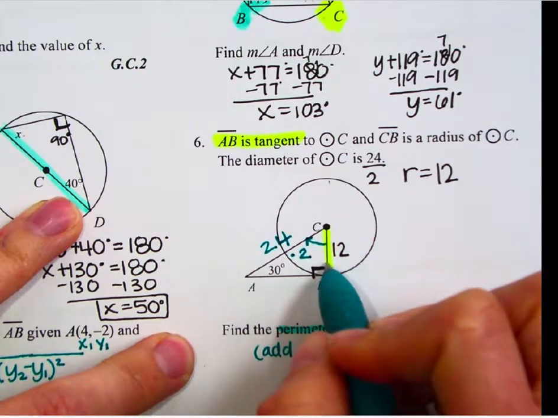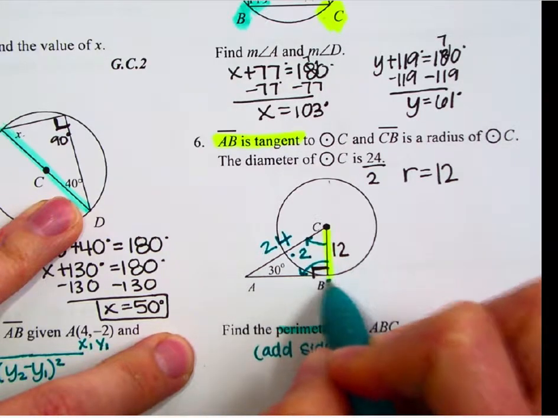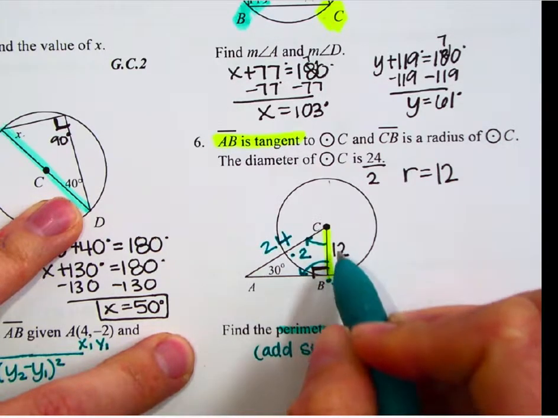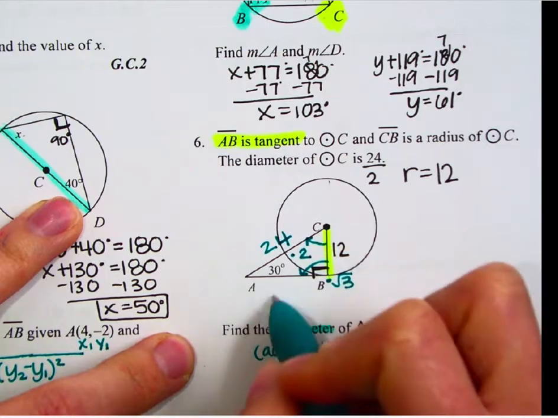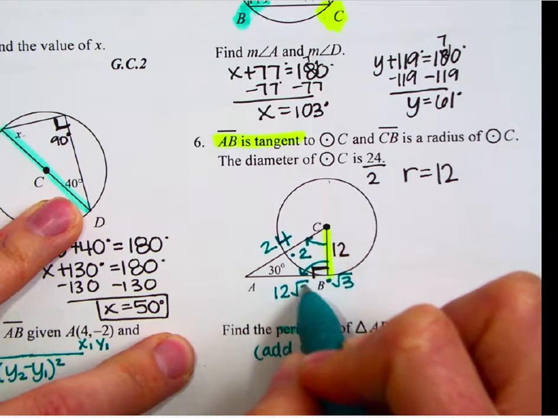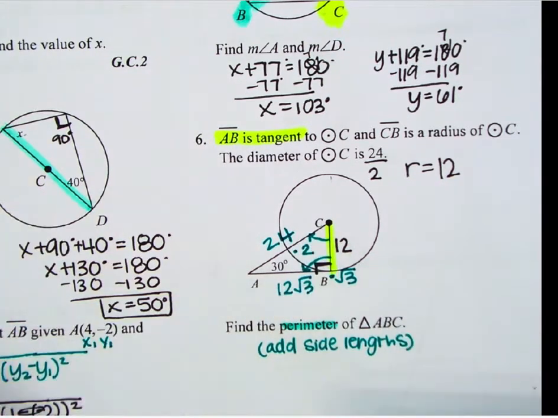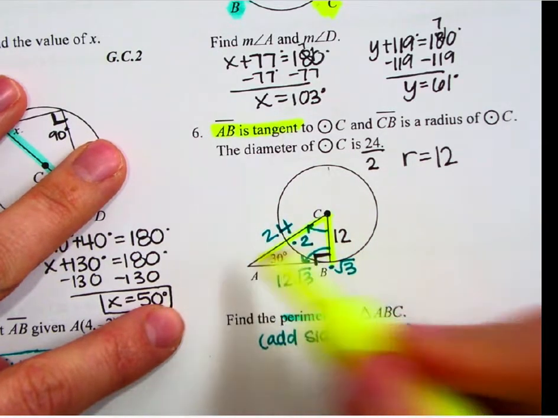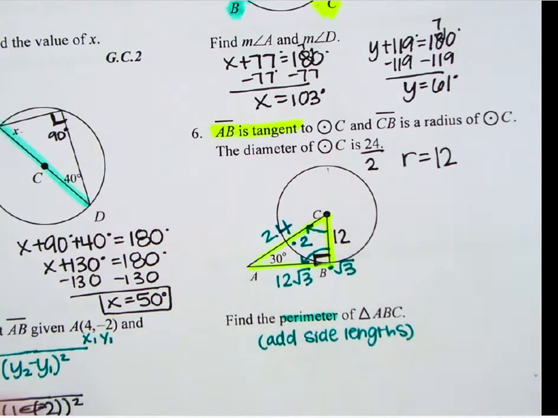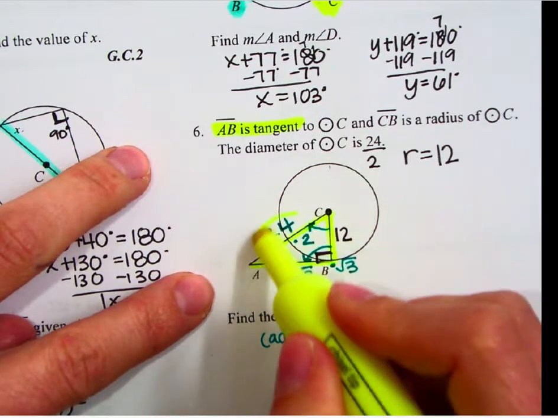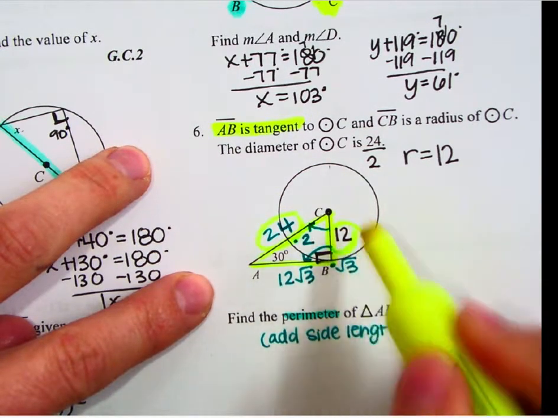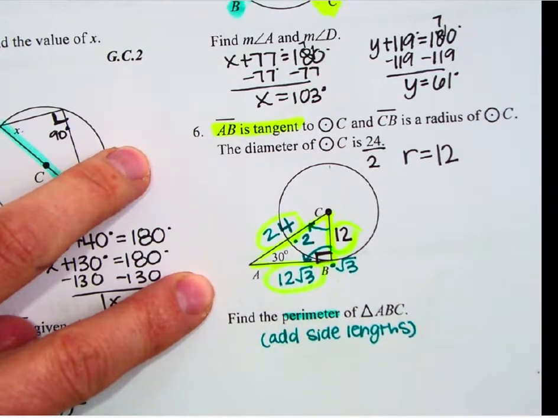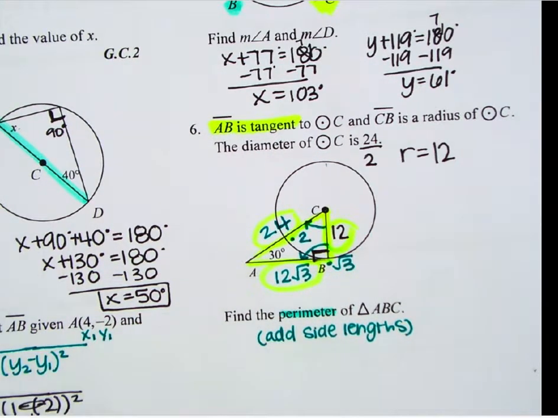Then, to get the longer leg, we multiply by square root 3. So the short leg 12 times square root 3. We now have all 3 side lengths in the triangle. So I'm going to highlight the triangle. We have these 3 side lengths: 24, 12, and 12 square root 3 that we're going to add for the perimeter.